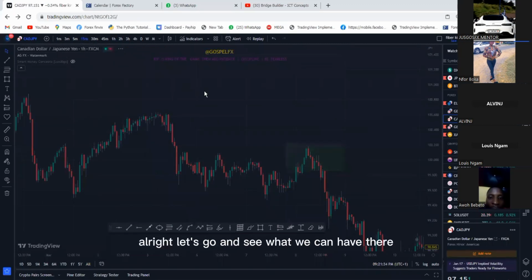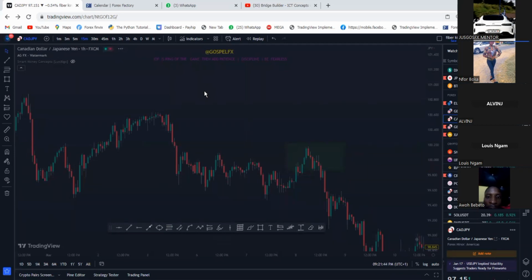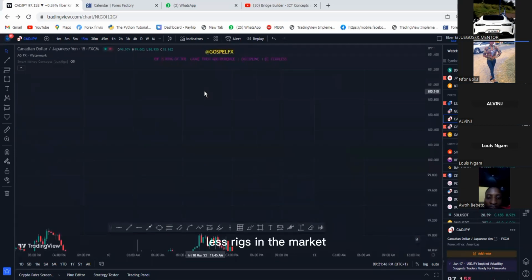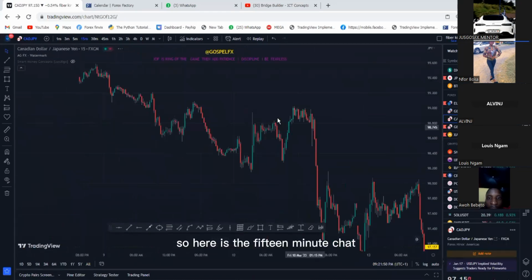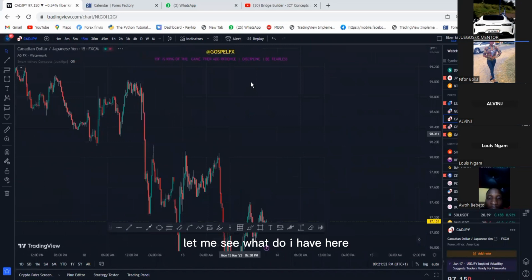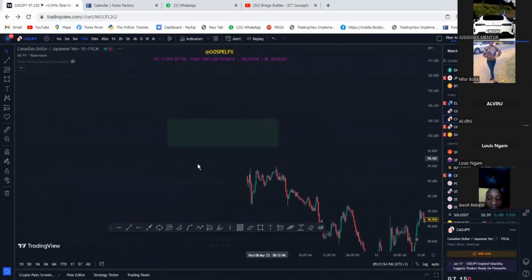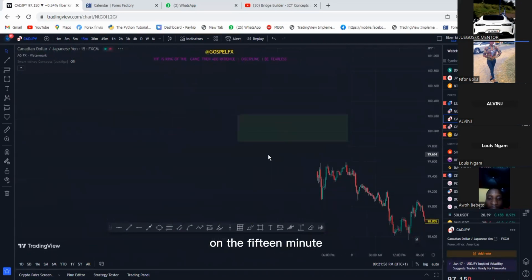All right, let's go and see what we can have there. Remember, we're just trying to refine our entry to have less risks in the market. So here is the 15-minute chart. Let me see what do I have here. I want to see if you're going to have any setup here on the 15-minute.